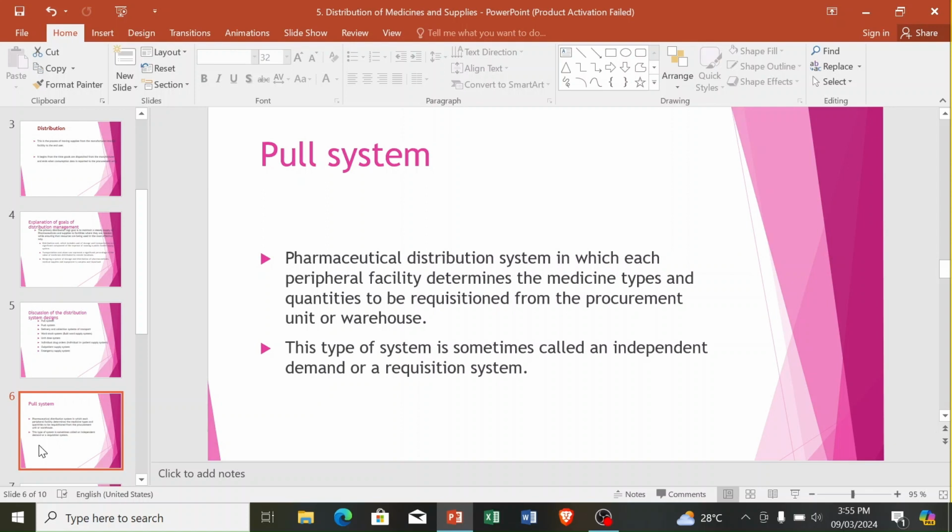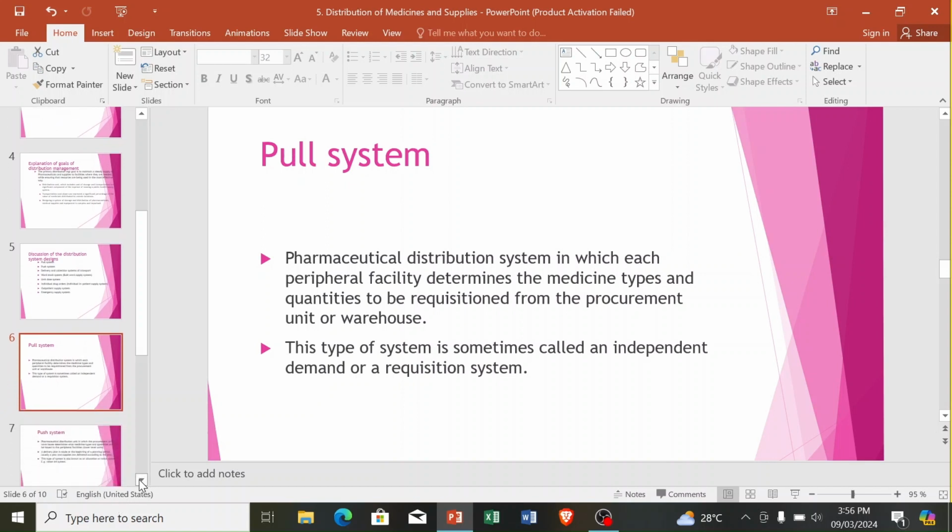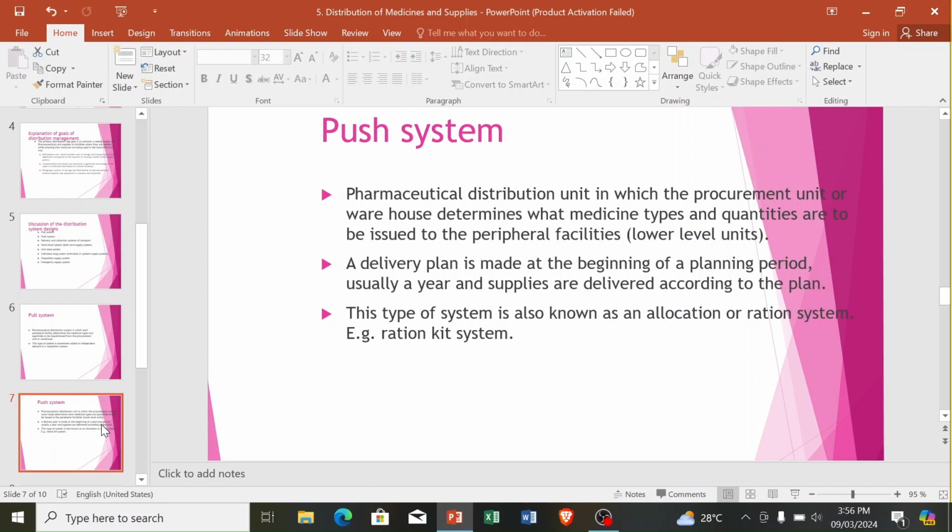So let's start with the pull system, a pharmaceutical distribution system in which each referral facility determines the medicine's type and then the quantities to be requisitioned from the procurement unit or a warehouse. This type of system is sometimes called an independent demand or a requisition system. So with the pull, it is your facility to pull what they want from us. Like you are pulling, what you order is what is given to you. So your order is pulling from the pharmacy to your different facilities.